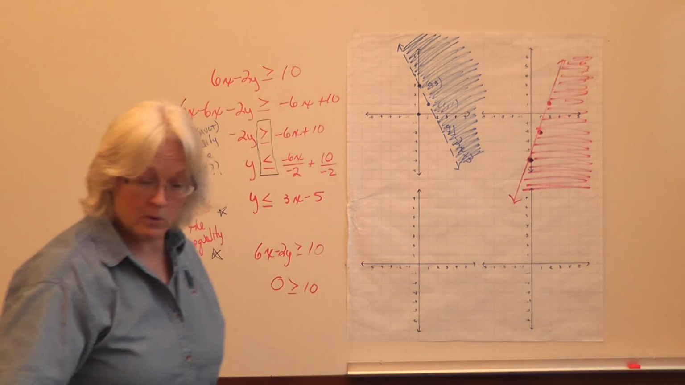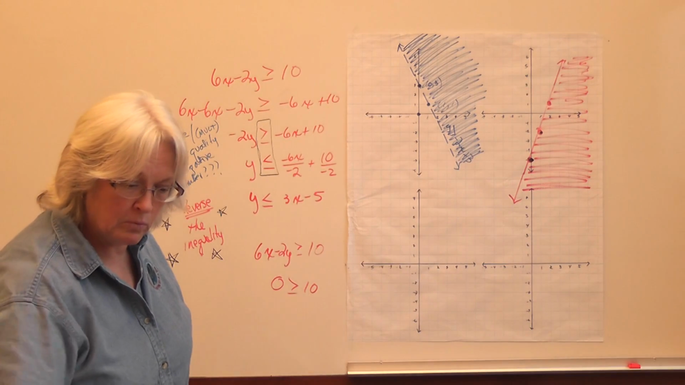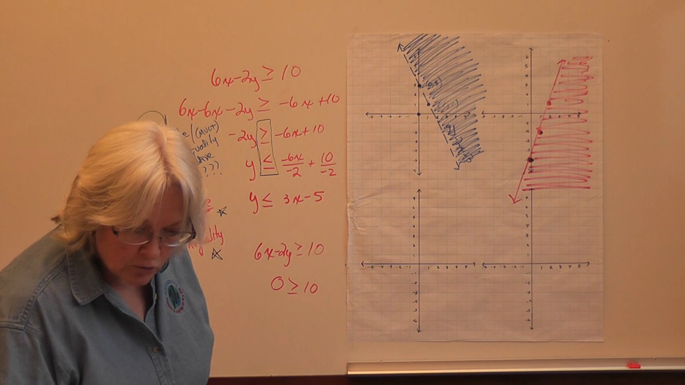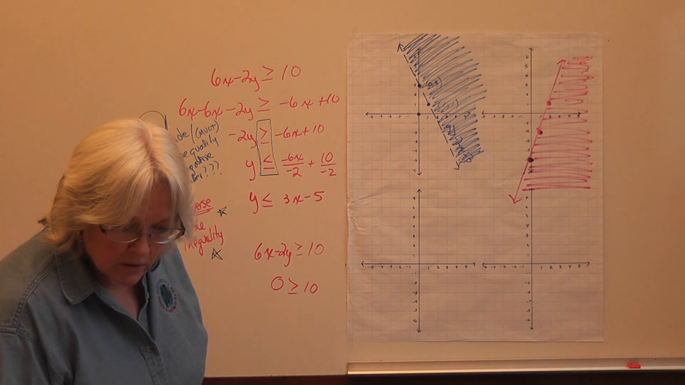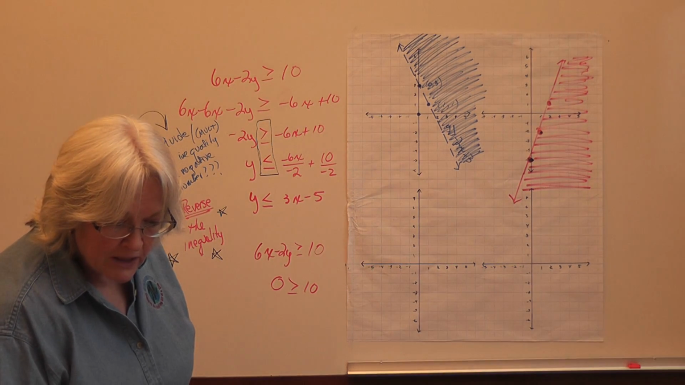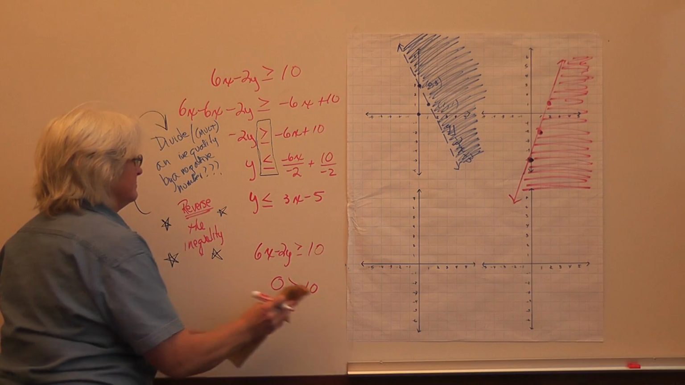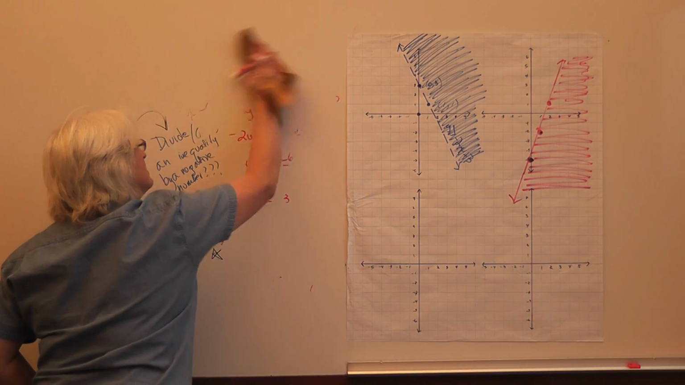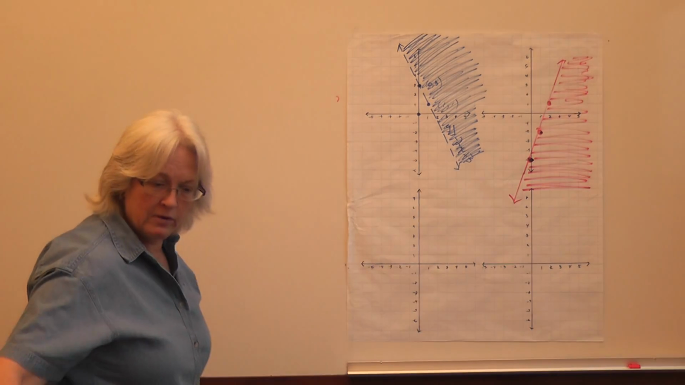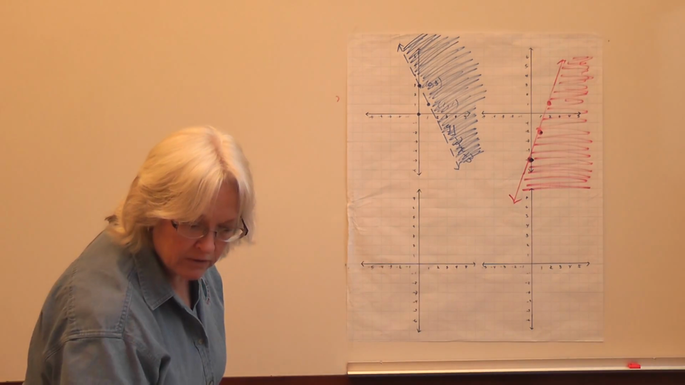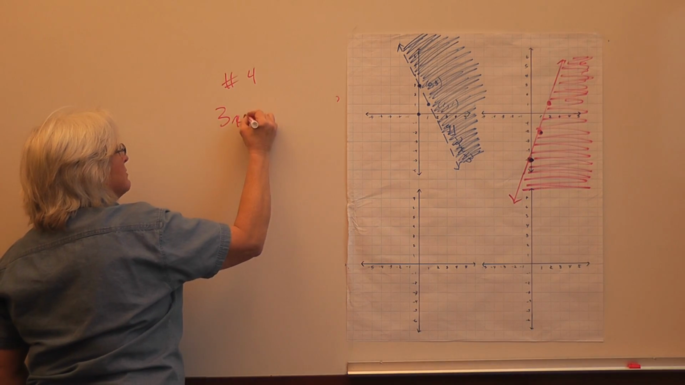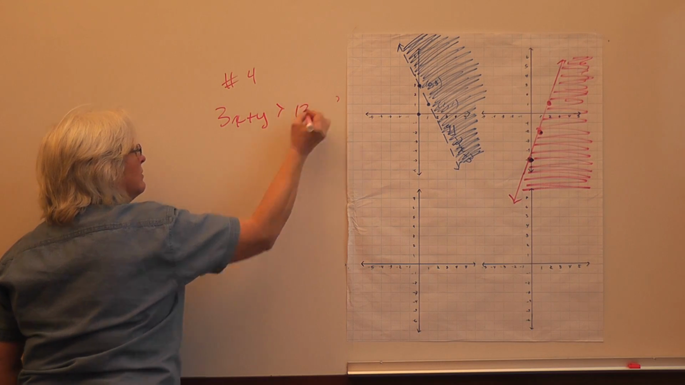Shall I go ahead and do one more? Let me go ahead and do one more from your homework. Let me go ahead and graph, I don't know, let's just do 3x plus y greater than 12. I don't even remember what number that is. 3x plus y greater than 12. This is number 4. 3x plus y greater than 12.